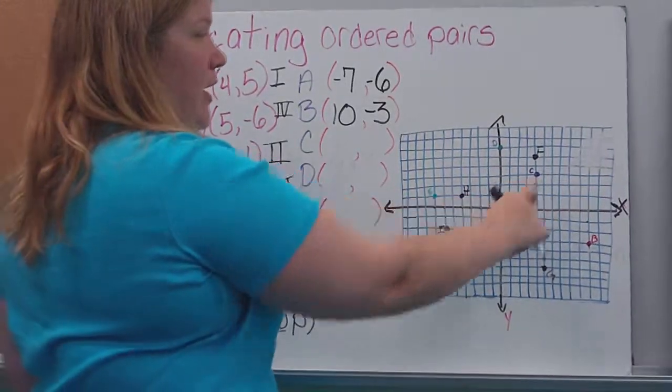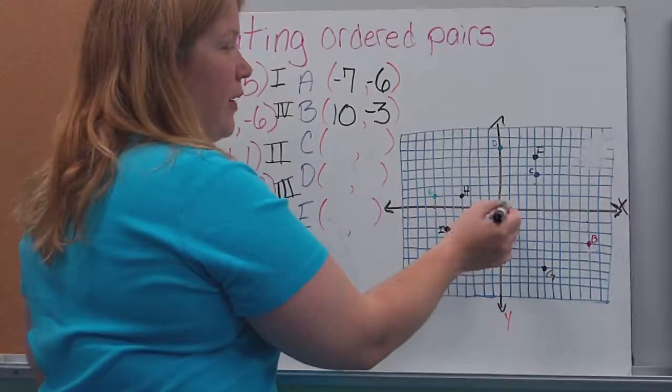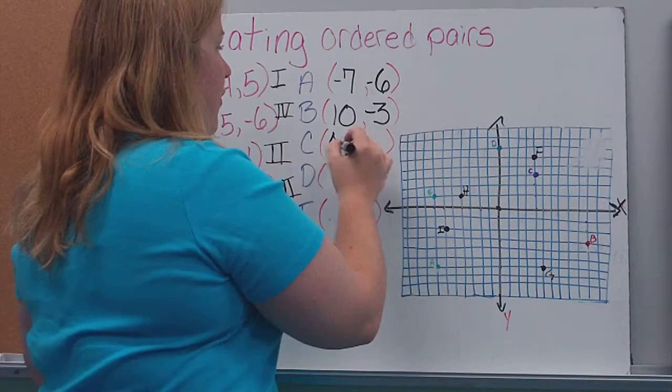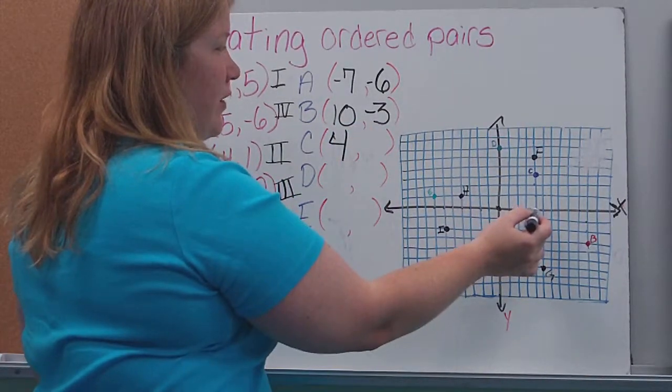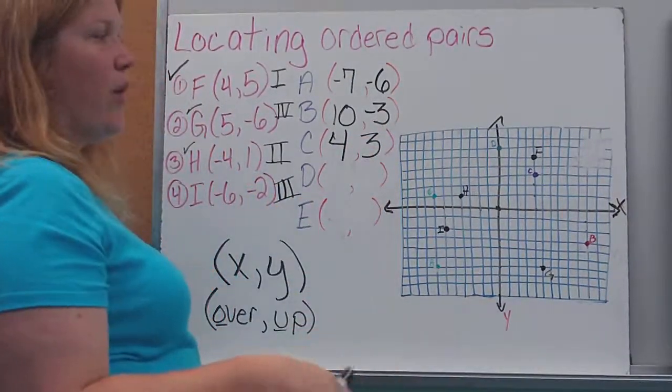Our C is up here in quadrant 1, which means both values should be positive. So what number is it on the x line? 1, 2, 3, 4. 4 on the x line. And where is it on the y? 1, 2, 3, up 3. Over 4, up 3.